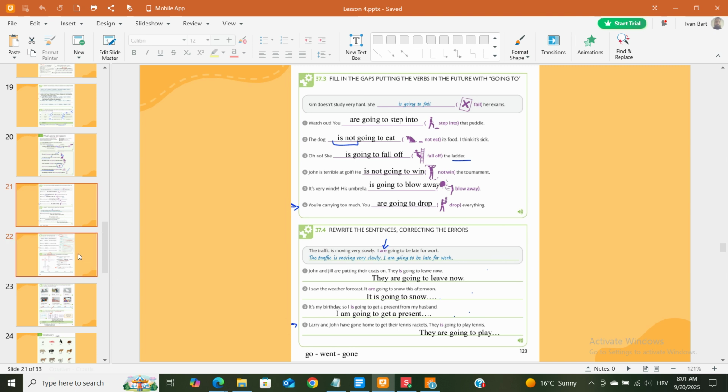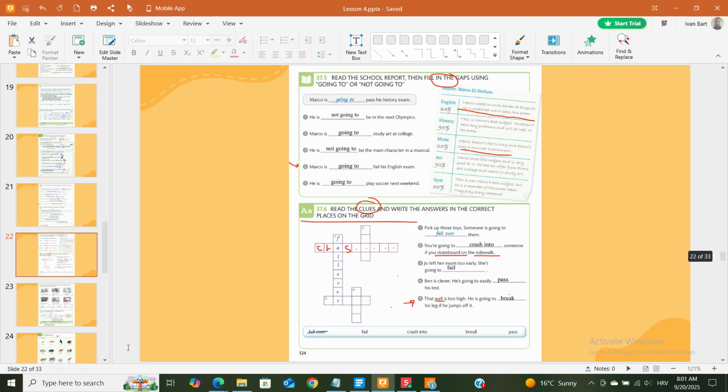37.5 Read the school report, then fill in the gaps using going to or not going to. Report. Marco Di Stefano. Marco is going to pass his history exam. English, 33%. Marco needs to work harder at English. He is predicted not to pass this exam. He is not going to be in the next Olympics.